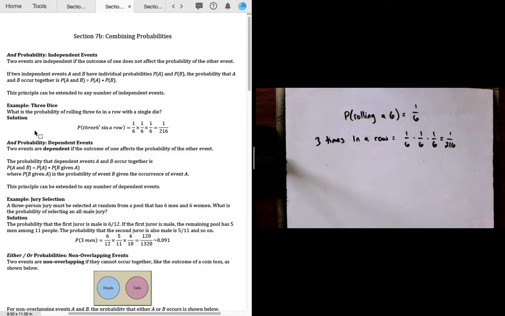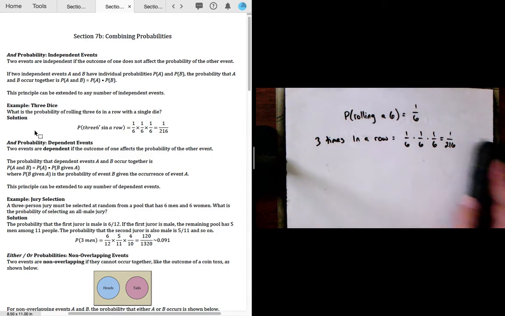And so if I had the opportunity to roll a die 3 times in a row and the same number came up, it doesn't necessarily have to be a 6. It could have been a 4, or it could have been a 2. There's still 6 different numbers on the die, and I still have one way of rolling whatever particular number I was interested in. So to roll that same number 3 times in a row would be 1 out of 216.